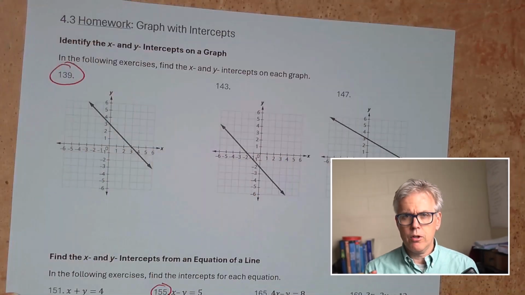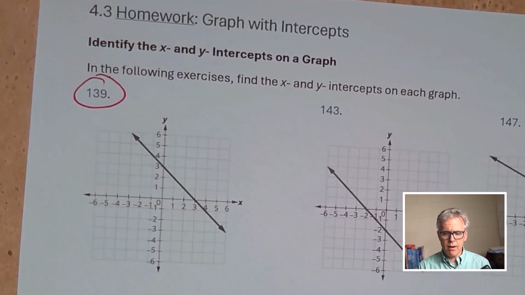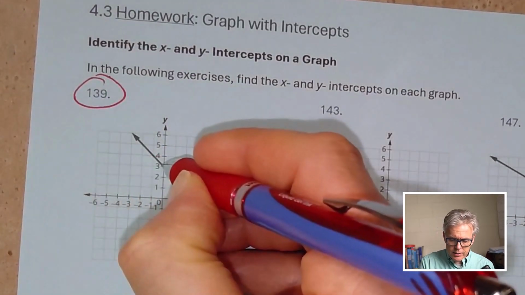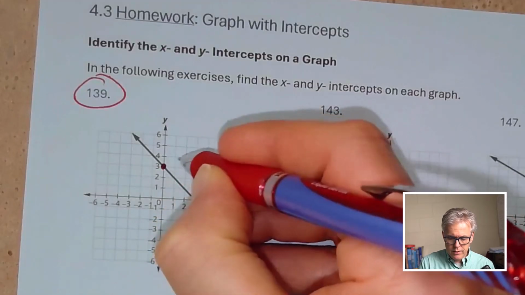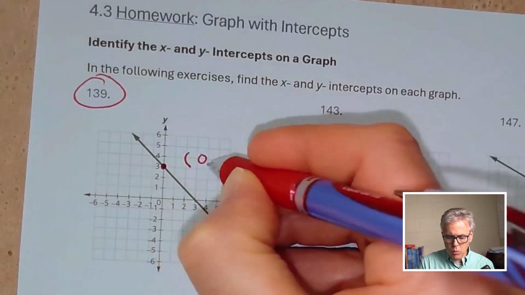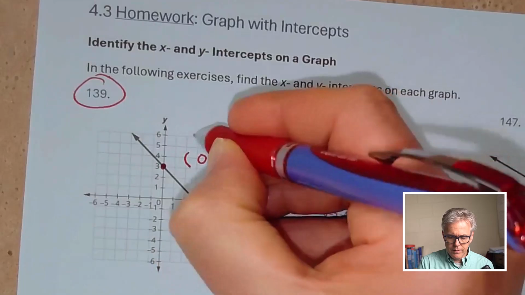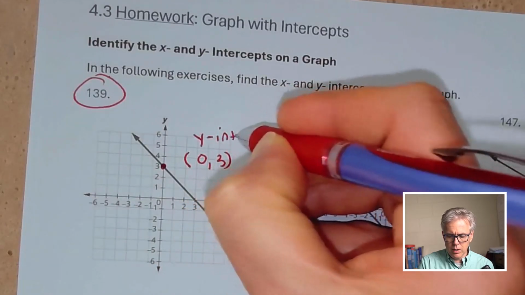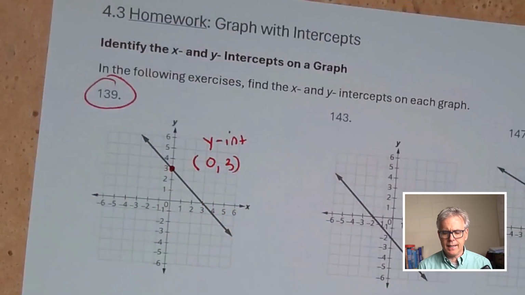All right, here's homework help for 4.3. In the following exercises, find the x and y intercepts on the graph. When you see a graph, you want to be able to zoom in and say, here is my y-intercept. There's the y-intercept, and then write it as a coordinate, 0, 3. That is my y-intercept, where the graph crosses the y-axis.